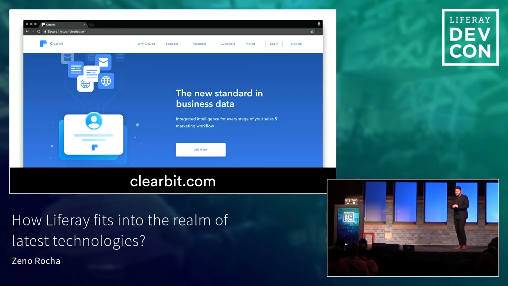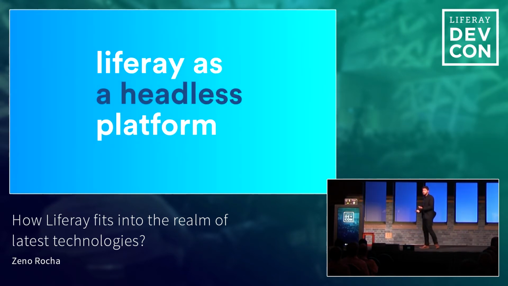You have Clearbit, which is another company that augments information about certain people. So if you want to know how many people there are in the company they work for, and other information, you can improve your leads if you have a sales or marketing product, and have more information about them. So there are all these new tools and all these new technologies.